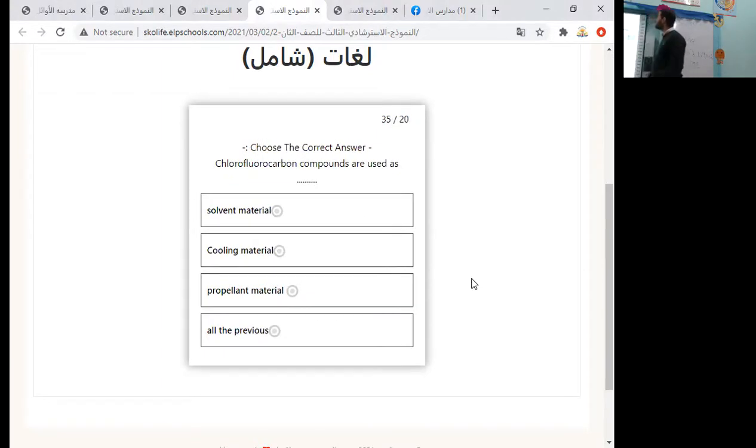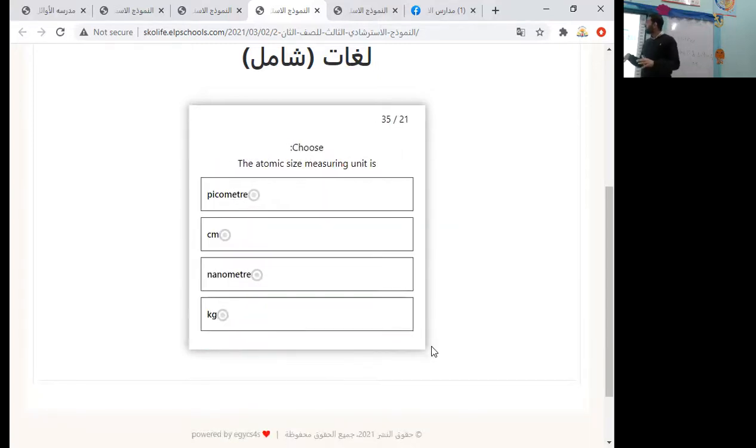Chlorofluorocarbon compounds are used as solvent material, cooling material, and propellant material. The answer is all of the previous. This type of compound is used in many applications like cooling and other fields.